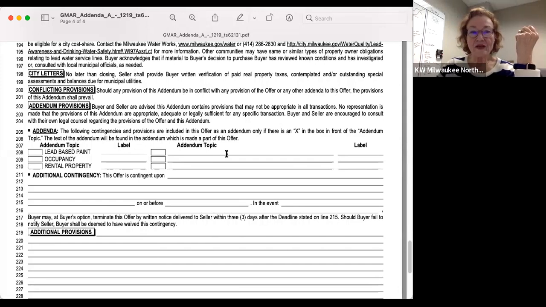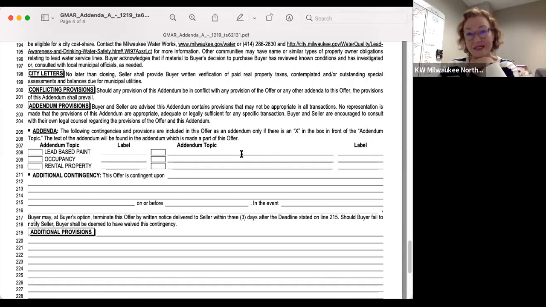Buyer and seller are advised this addendum contains provisions that may not be appropriate in all transactions. No representation is made that the provisions in this addendum are appropriate, adequate, or legally sufficient for any specific transaction. Buyer and seller are encouraged to consult with their own legal counsel regarding the provisions.